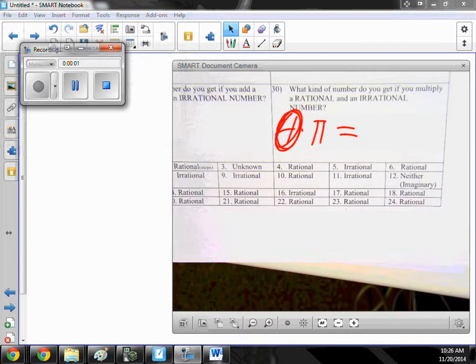So today we're going to talk about number sets. We're going to describe all of the number sets, and then we're just going to differentiate between rational and irrational, just kind of as a review. So look at the front side of this worksheet.